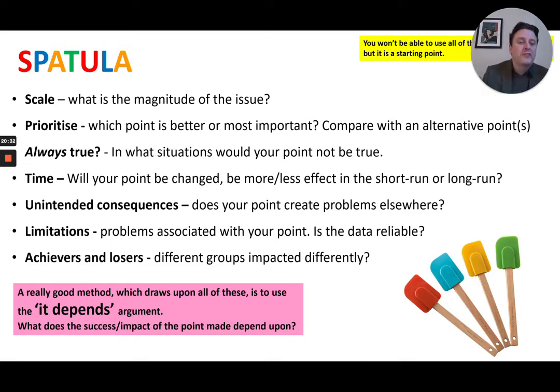Does your point create problems elsewhere? Are there externalities to your point? Does it affect a third party? That's a really key microeconomic question about market failure. So really think about what the unintended consequences of the policy or of the issue are.